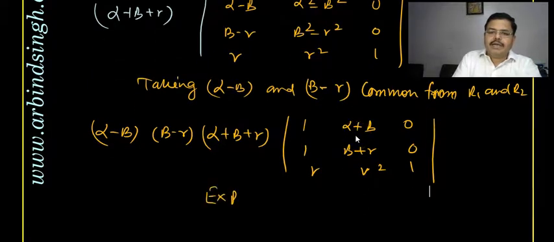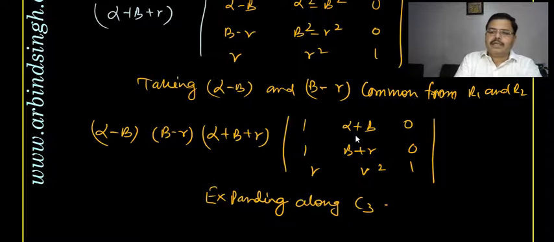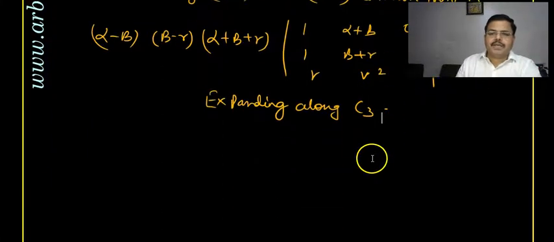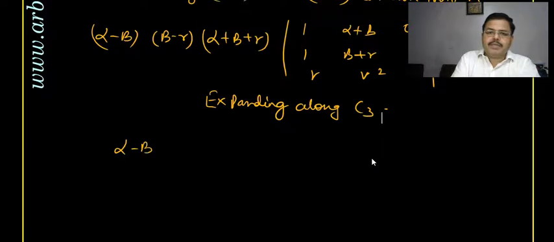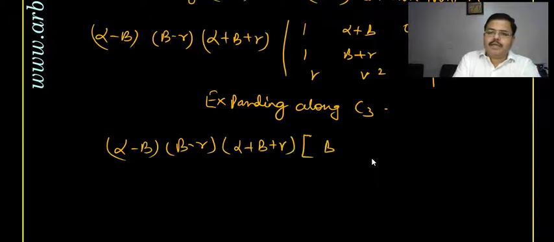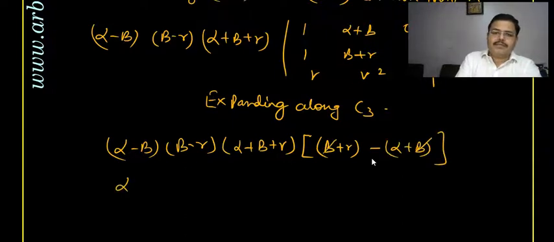Now expanding along C3, what will we get? On expanding along C3, this cancels, this cancels. Beta plus gamma minus alpha plus beta, so beta beta cancel, gamma minus alpha will come. It will be alpha minus beta, beta minus gamma, and alpha plus beta plus gamma. And here it will be beta plus gamma minus alpha plus beta, so beta beta cancel and gamma minus alpha is left. So that is the result which we need to prove.